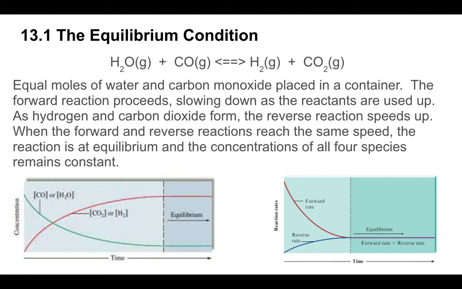If instead of graphing concentration versus time, we wanted to graph reaction rates versus time, we would say the forward rate starts out fast, the reverse rate starts out slow, but at some point the forward rate is going to dip to the point where the forward rate equals the reverse rate. And once you reach that point, you've reached equilibrium.